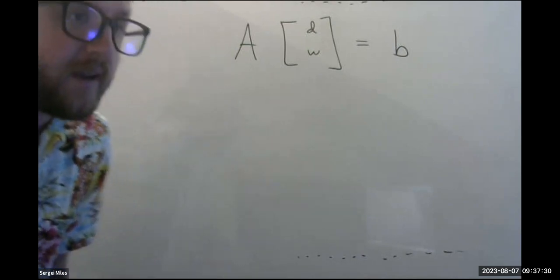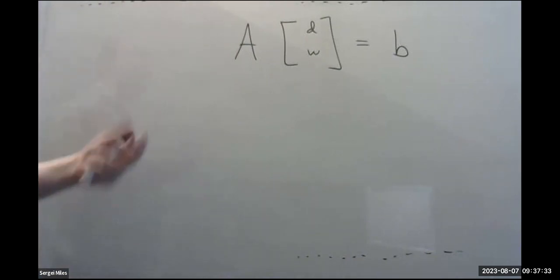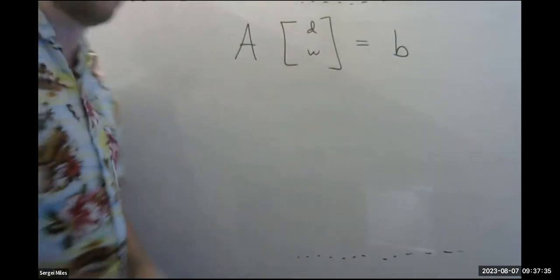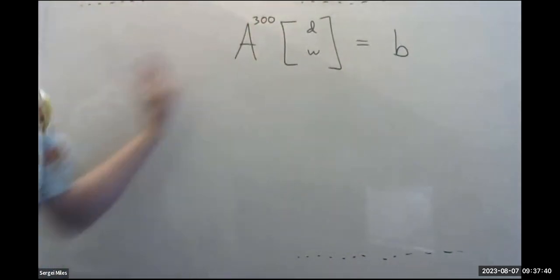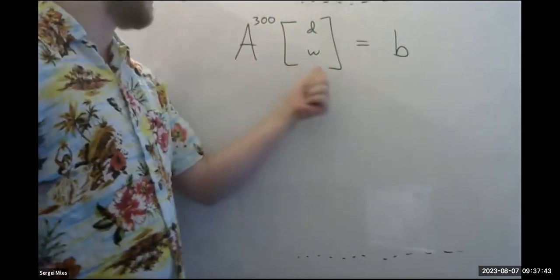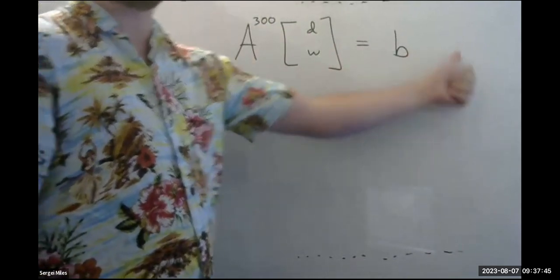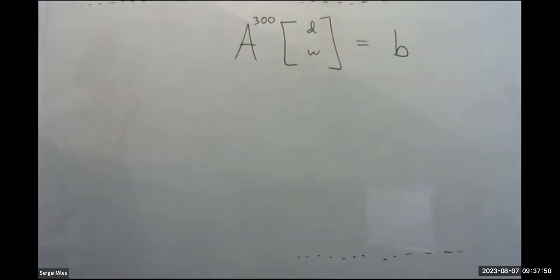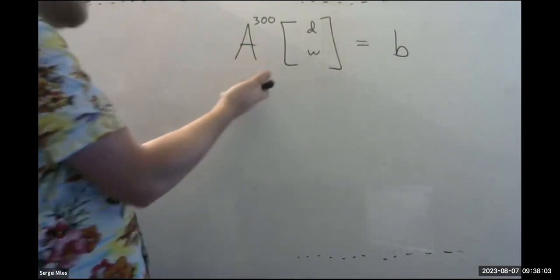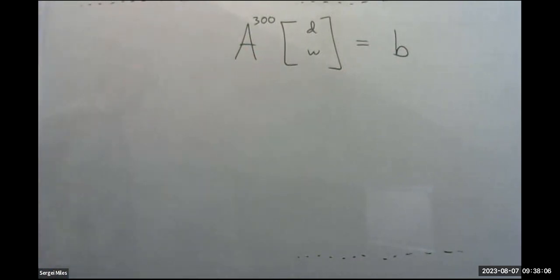But the issue is, if you want to predict what's happening 300 months from now, that means you would have to multiply this matrix 300 times. You have to take A times this, and then A times that, and A times that, so on and so forth. You would have to do 300 calculations with this matrix. Sure, you could write a program to do that, and that possibly wouldn't be so bad. And for this example, this is just a 2 by 2, so that's doable.